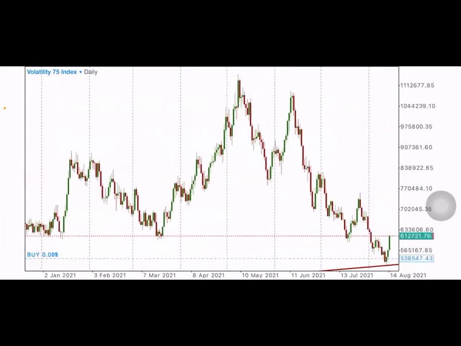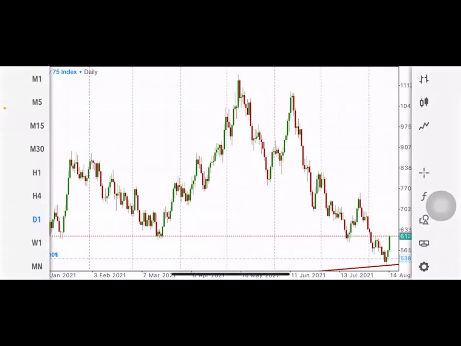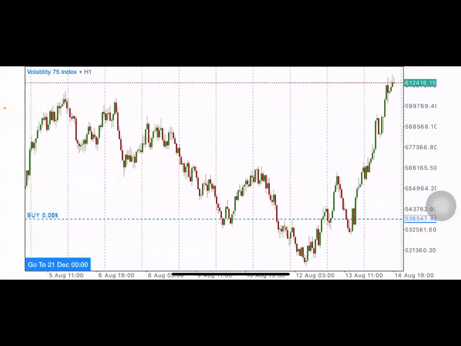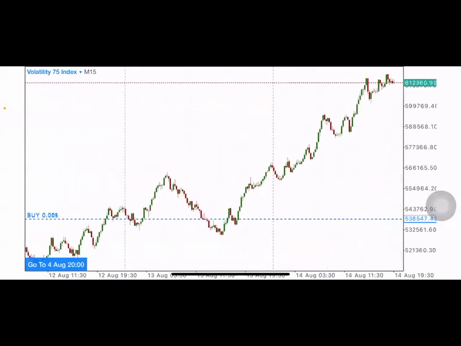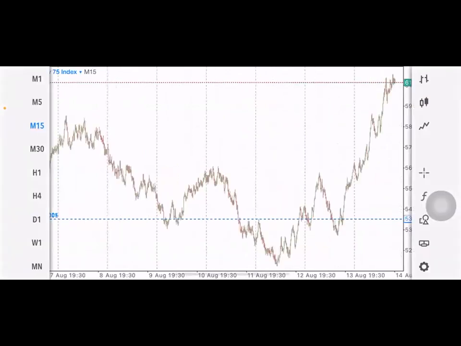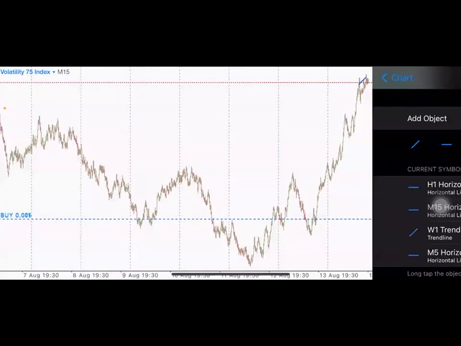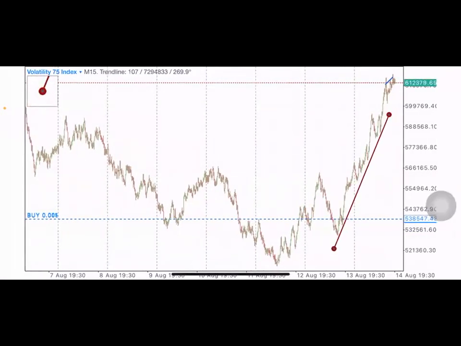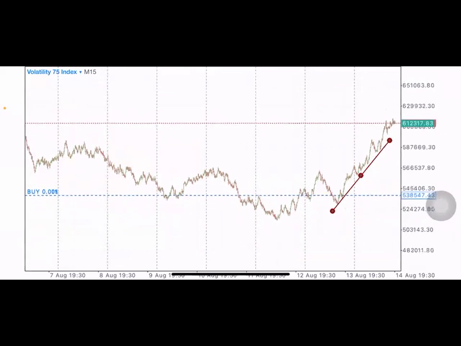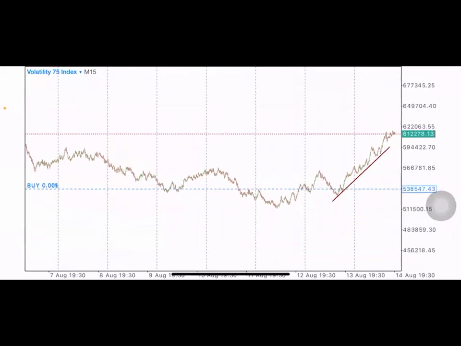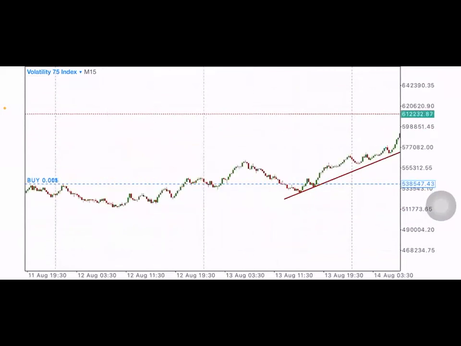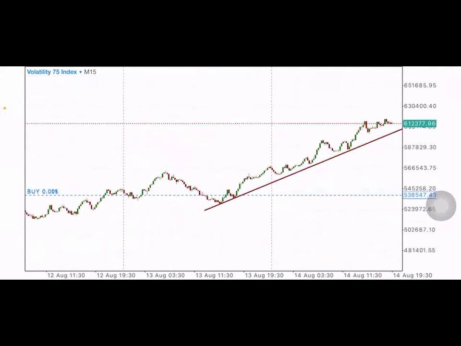Once you say that it is bullish, what do you do? You come to step 2. You come to a lower time frame, H1 or M15, and you draw your trend. Now, how do you draw your trend? Watch me. You draw your trend by connecting two or more higher highs and higher lows. That is how you draw your trend.